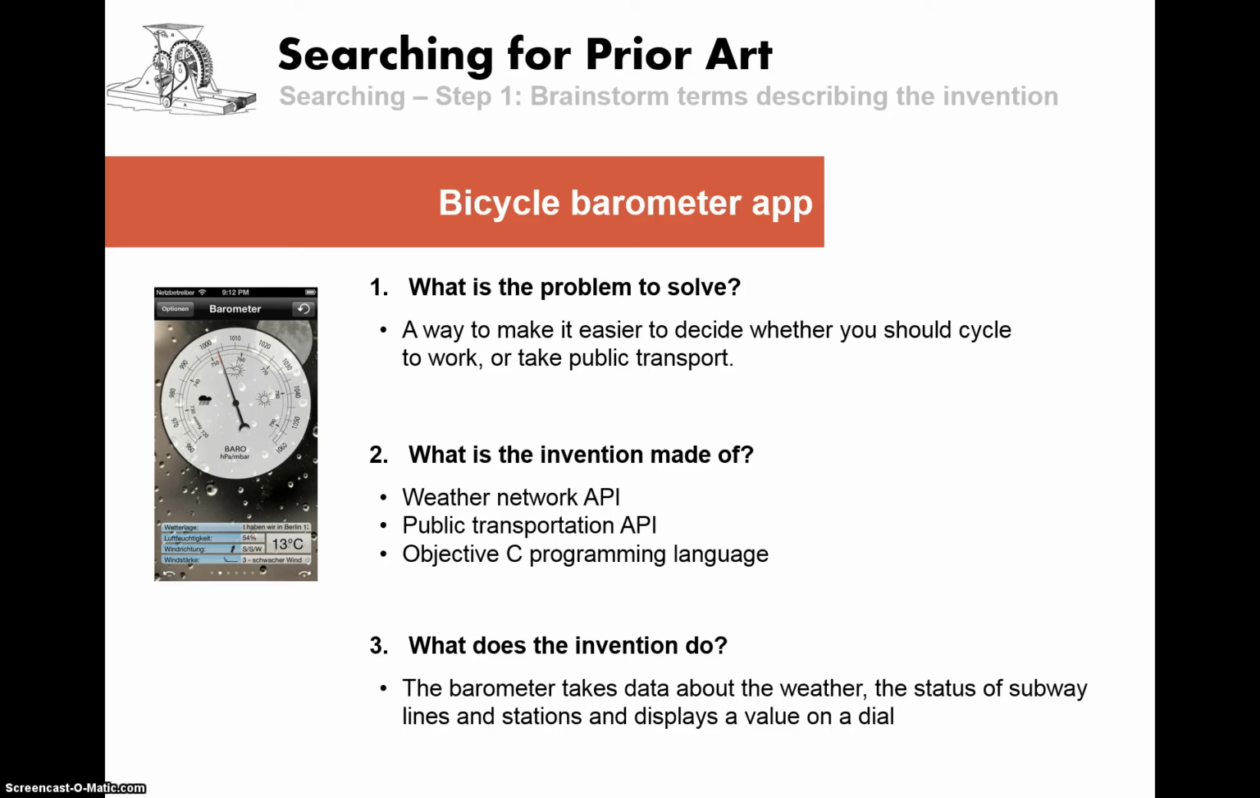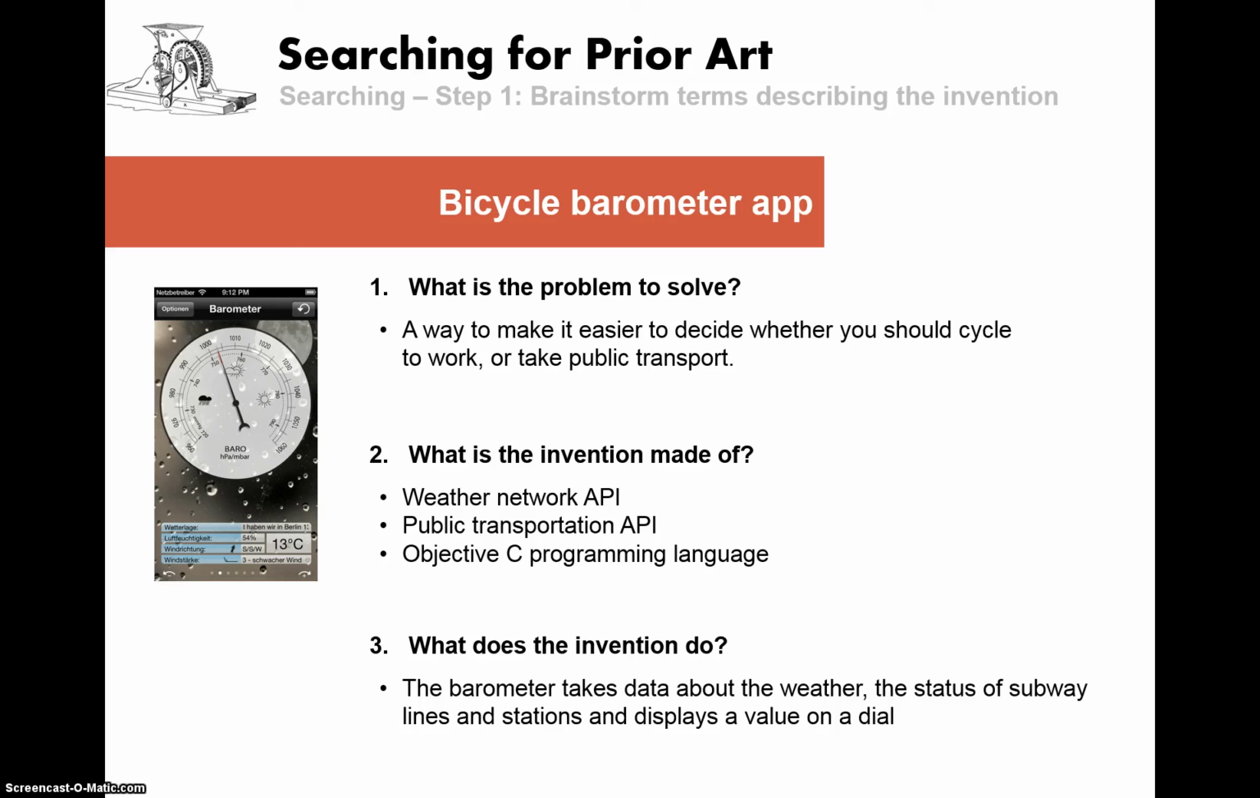Remember that the same exercise can be done if you are designing software or apps. Although the invention may not be a physical object, it's still possible to describe it. For example, let's imagine you want to create a bicycle barometer app that helps you decide whether you should take your bicycle or the public transit to work.